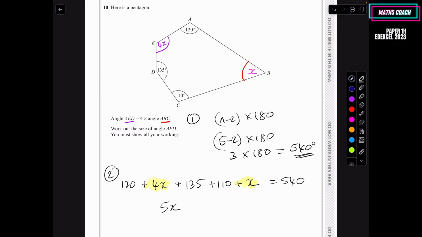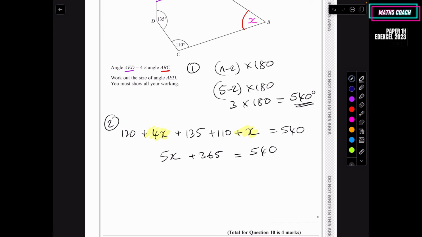You could do it in your head, or you could use a column method if you struggle with this. Whatever way you fancy, guys, do it. But 120, 135, 110 gives us 365. So that's equal to 540. Next, we need to take the 365 to the other side by taking it away from 540. Let's write it down so you understand what's going on. There you go. So 5x is equal to 540 take away 365. So 5x is equal to 175.